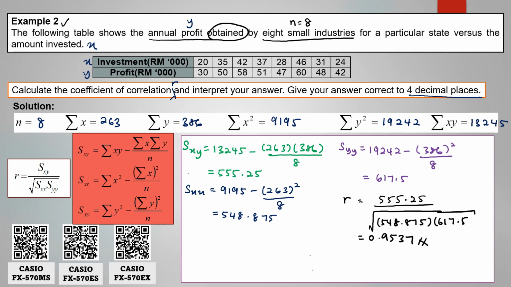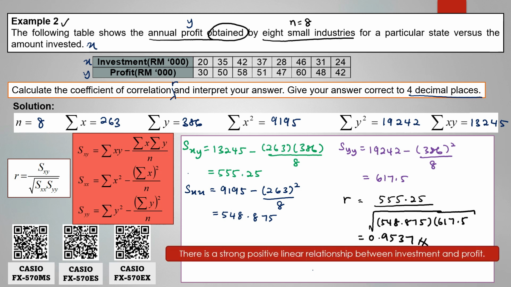Don't forget to interpret your answer. Your answer would be, there is a strong positive linear relationship between... So here you need to define your X. Your X is investment and your Y is profit. As a complete conclusion, there is a strong positive linear relationship between investment and profit. In other words, an increase in investment will increase the profit.